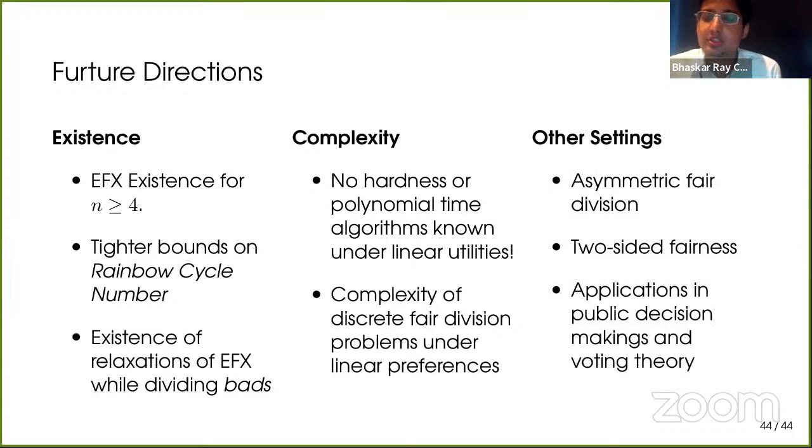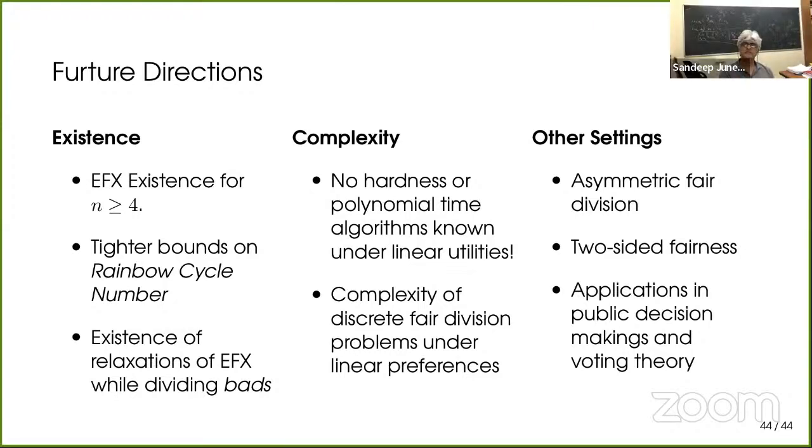And finally, you can also look at other related settings, like for instance, asymmetric settings. So far in the setting that I told you, all agents are equally entitled. So there could be settings where some agents are more entitled than the others. And what happens in such settings? There are natural ways to generalize these notions of EF1 and EFX, but what can you say about existential and computational results there?